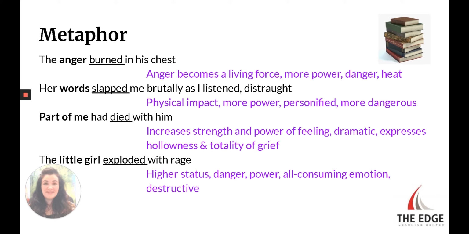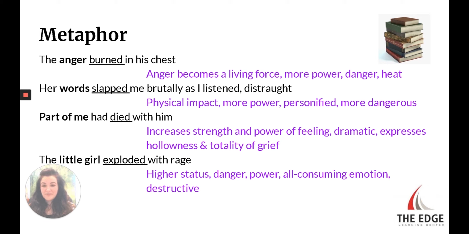In the second example, her words slapped me brutally as I listened, distraught. Her words are what is being changed by this device. So the image of the words slapping me brutally as I listened brings the words to life. It's a type of personification and it's suggesting their power. It's raising their status. It's showing that they are dangerous and powerful and dramatic. It really stresses the physical impact of the words and therefore the emotional impact of the words upon the listener.